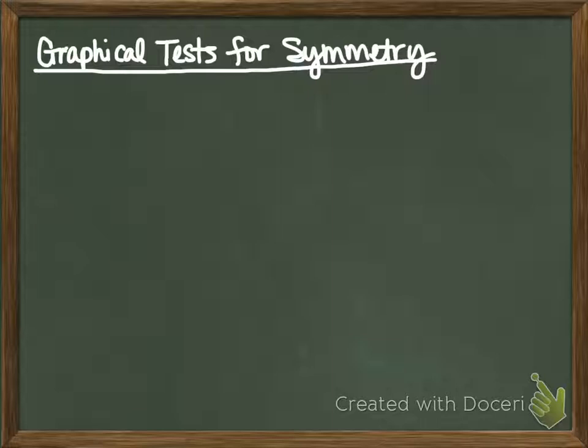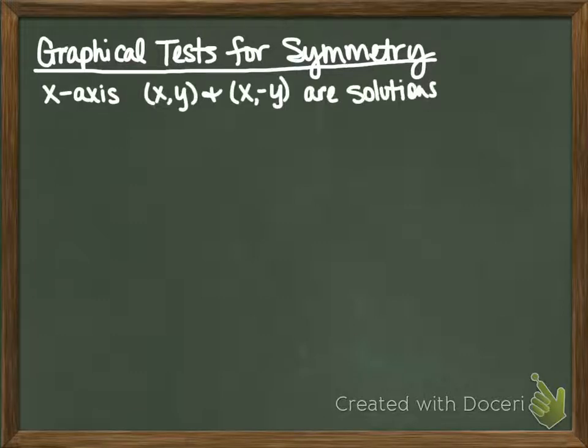Okay, so graphical tests for symmetry. Symmetry is when two sides of a graph, or of anything, match up if you fold it along the x-axis, the y-axis, or the origin. So the way that we know that something is symmetric is by looking at these tests. For x-axis symmetry, the solutions (x, y) and (x, negative y) are solutions. So y values will be opposite, but there will be two of them. So the same x value will give you a positive and a negative y value.